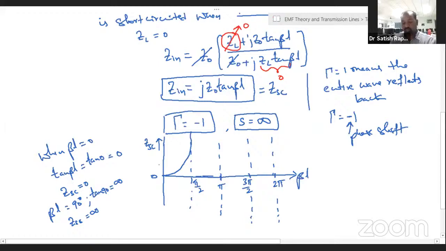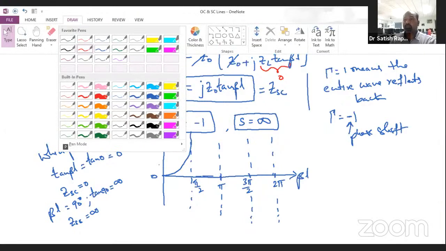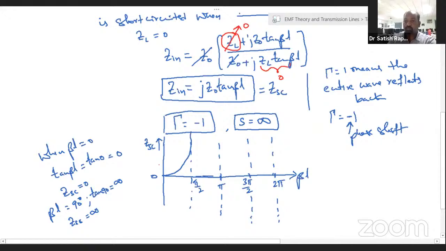The positive section is called inductive, so this is inductive, and below is capacitive. So between 0 and pi by 2, the impedance is inductive.